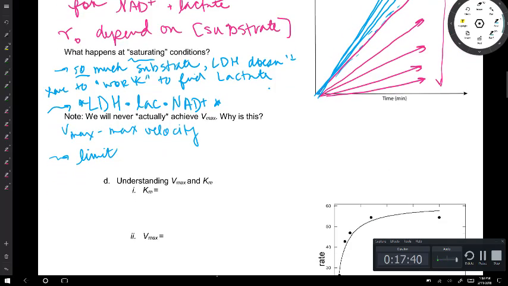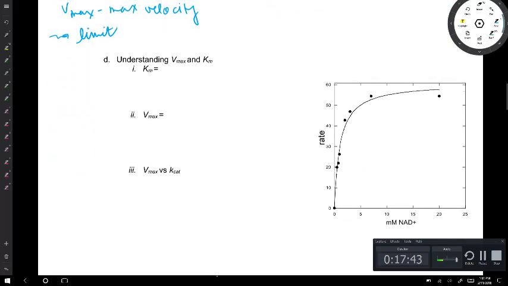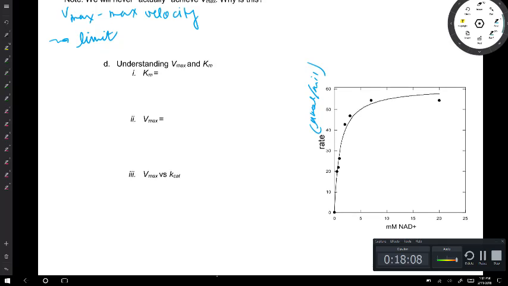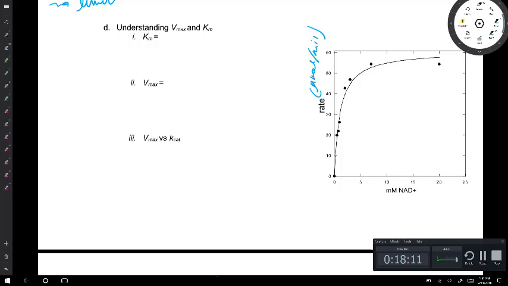So practically speaking, let's talk a little bit more about Vmax and Km, these terms that I just told you about. So what I have here is what an enzyme kinetic full curve would look like in the laboratory. So we have the rate in micromole per minute on the y-axis, and then we have our concentration of substrate, in this case NAD plus, on the x in millimolar.